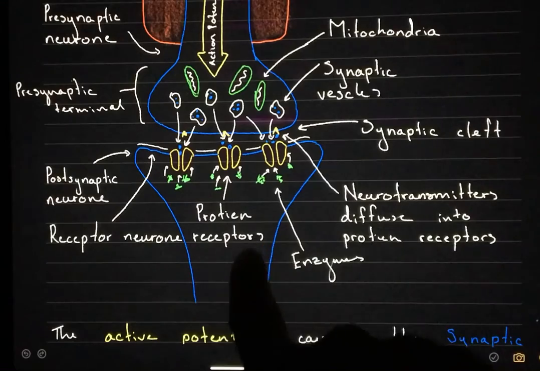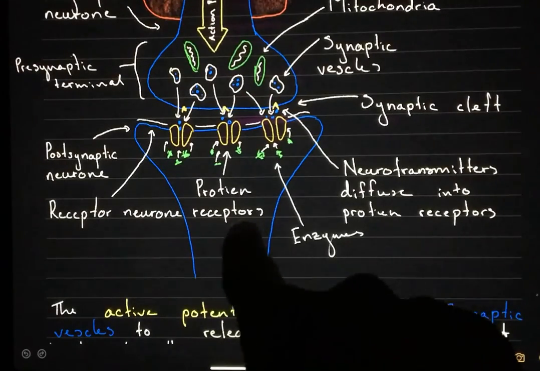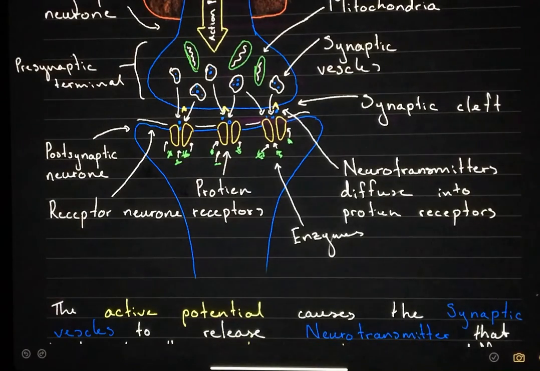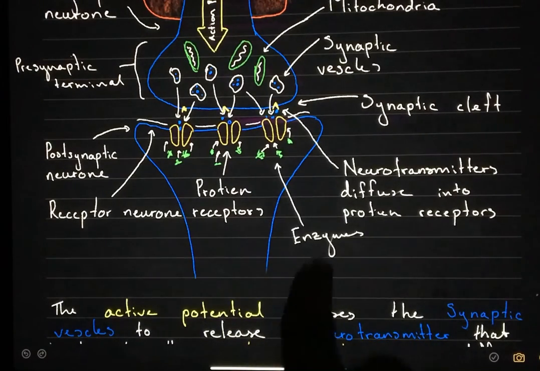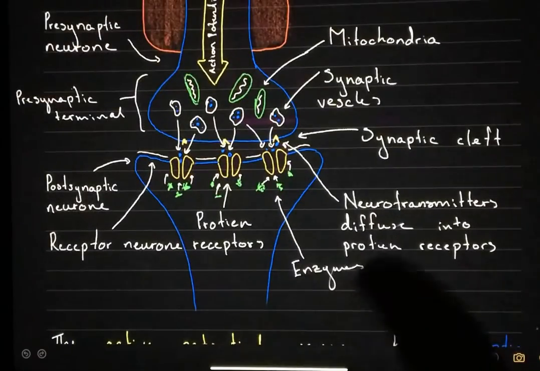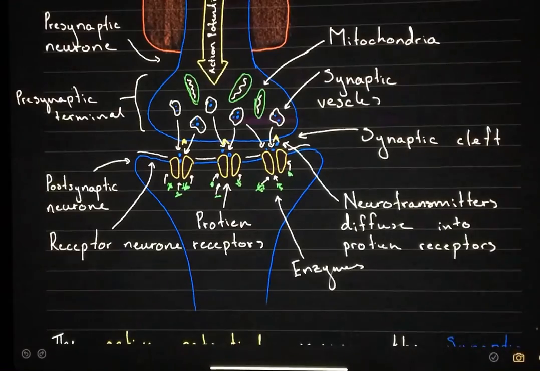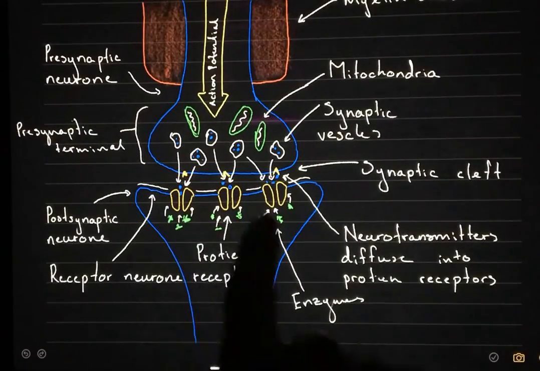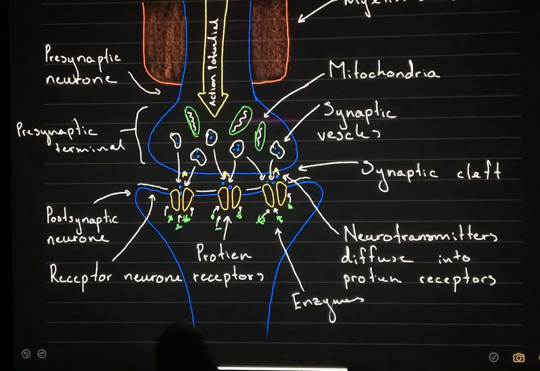Now, once they're in there, they generate an action potential in that postsynaptic neuron, which goes down through the whole neuron. Now that we have the message passed along, we must get these neurotransmitters out of that cell.